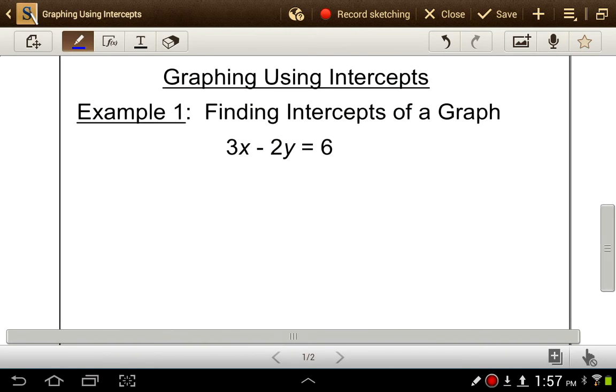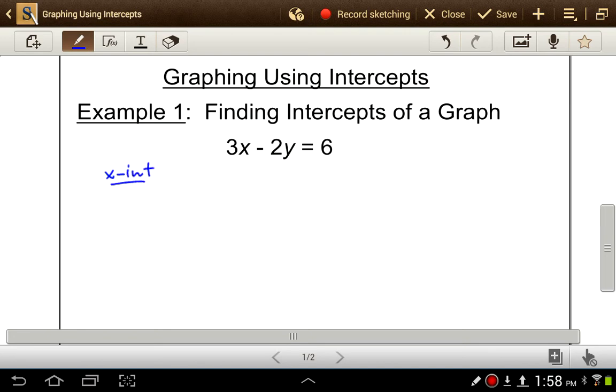Okay, in our first example, we're just going to find the intercepts. We're not going to worry about graphing right now. In this example, I just want to find the intercepts. So, like I said, to find the x-intercept, okay, I'm going to do that first, x-intercept. I'm just going to abbreviate intercept, int.